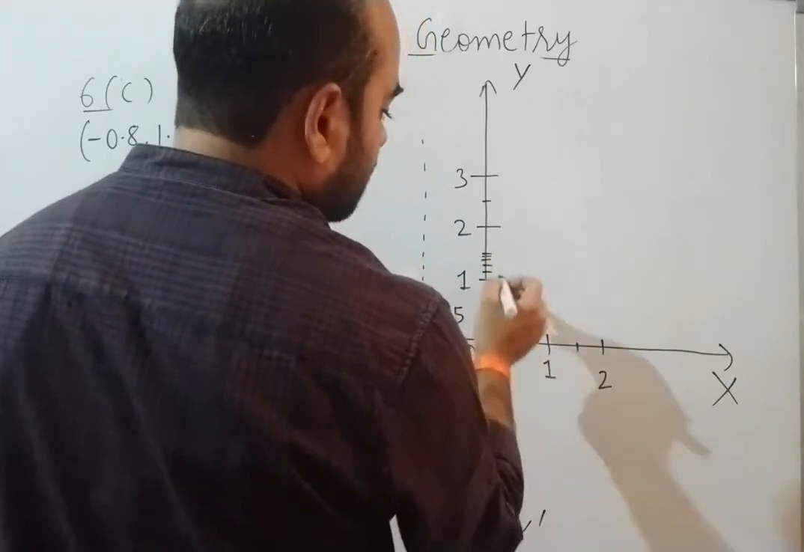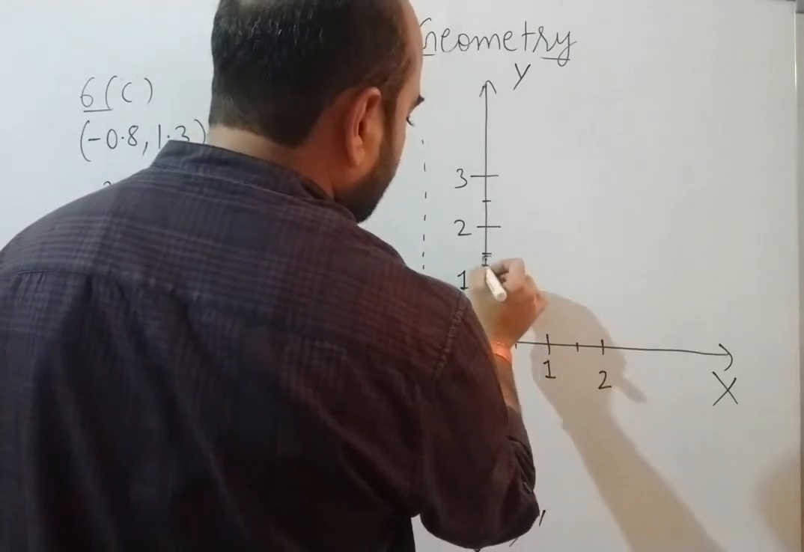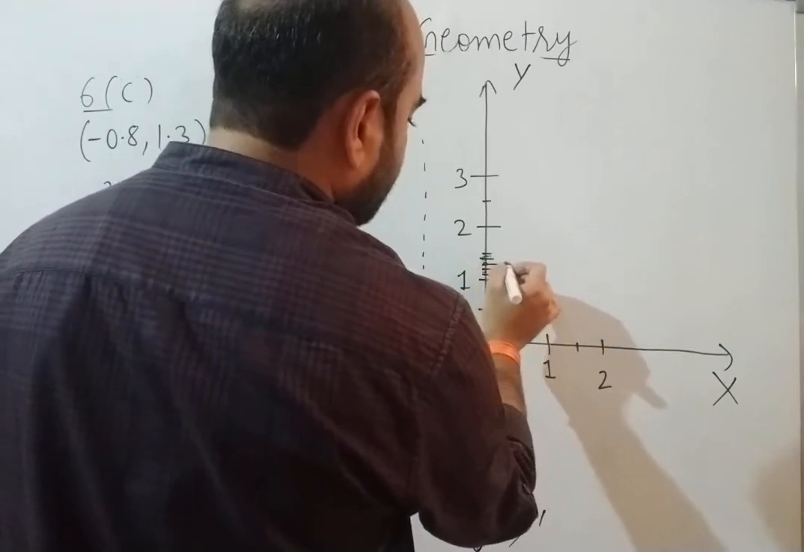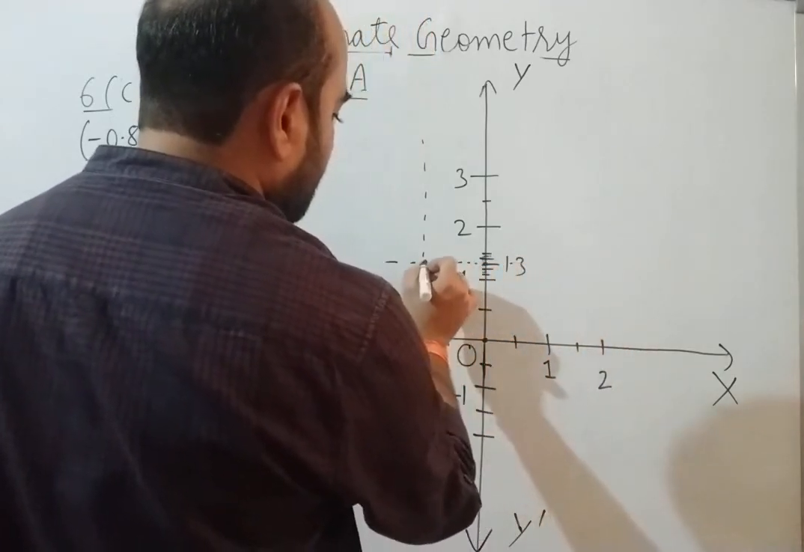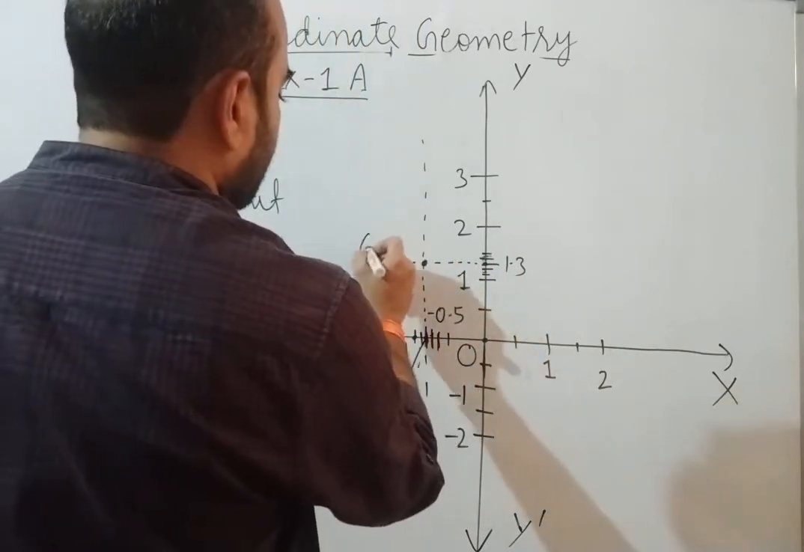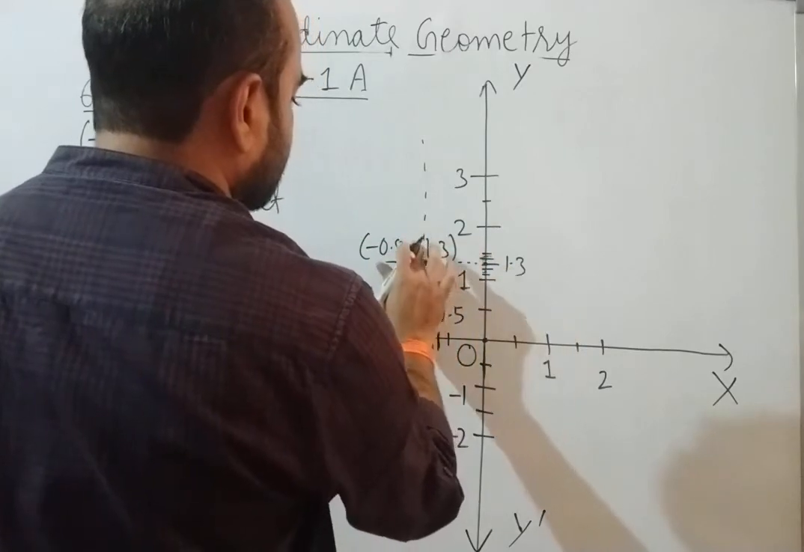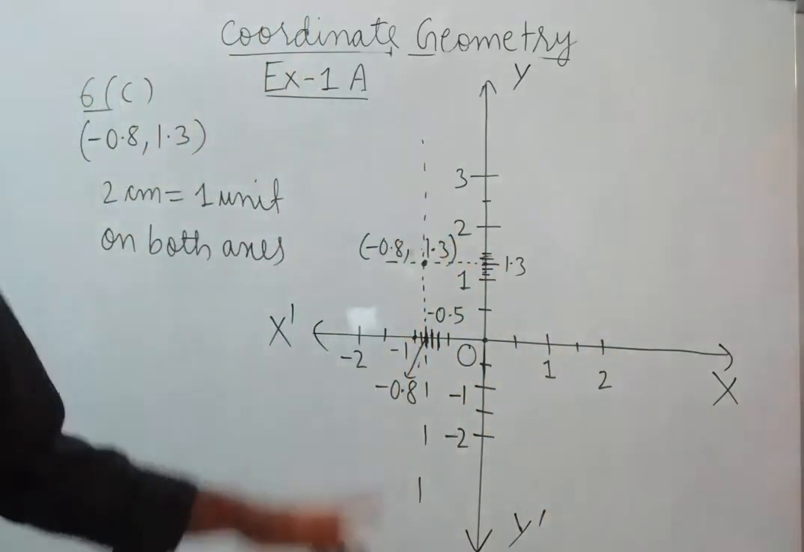Suppose this is 4. Like this is 1, 2, 3 and 4. 1, 2, 3. So this is 1.3. So this is the point what? Minus 0.8, 1.3. So this point is minus 0.8, 1.3.